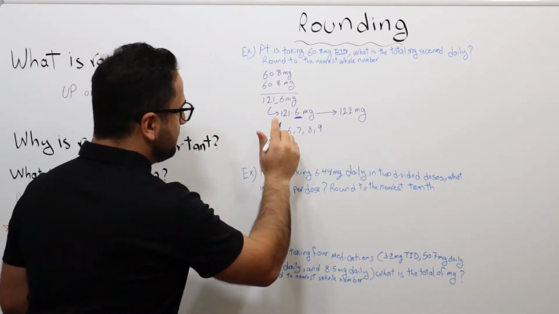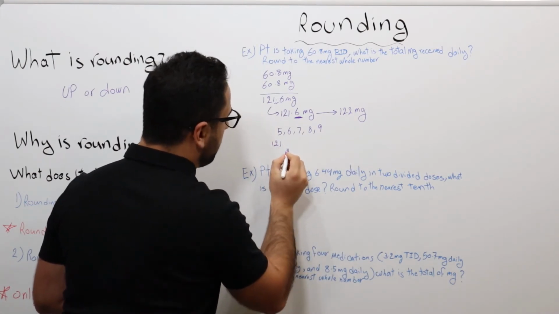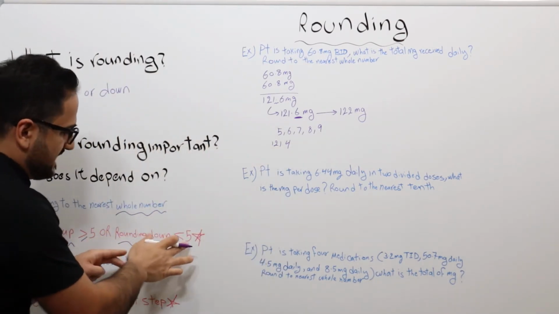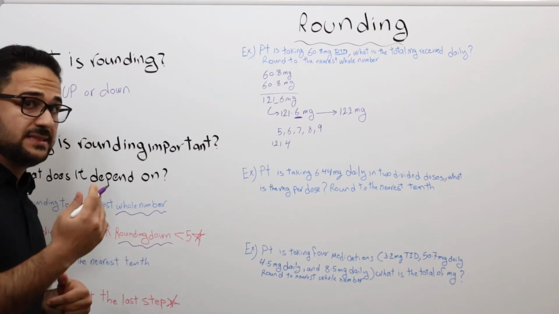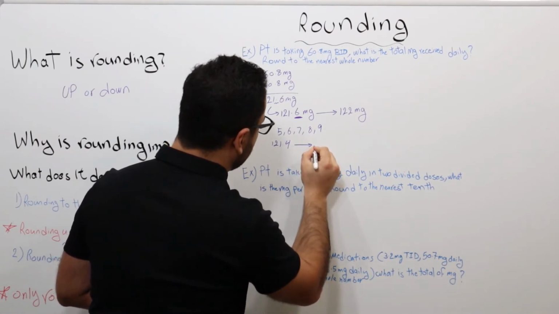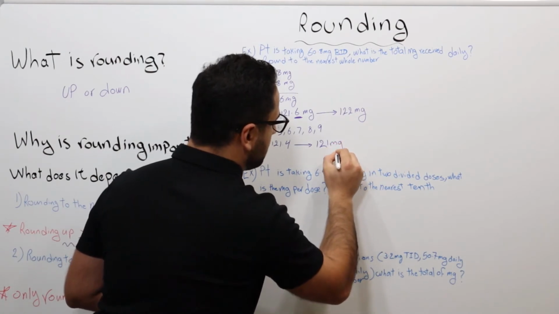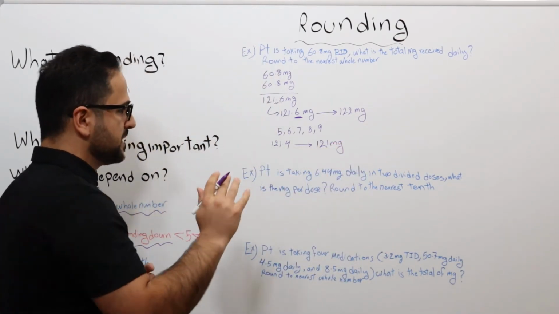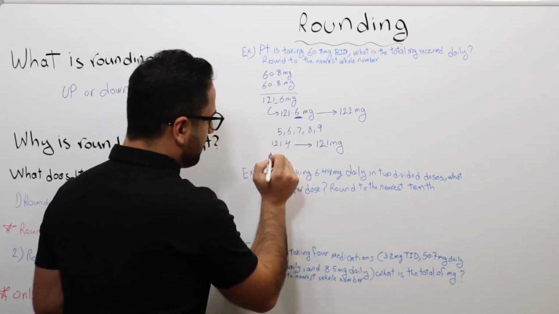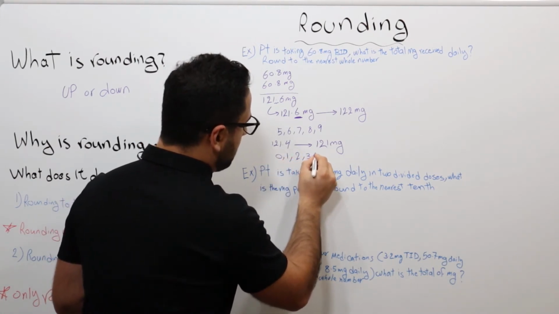So let's assume that this answer was actually 121.4. What do we do in this case? We know the rule says if it's less than 5, then we're going to round down. So since it's less than 5, this is going to be 121 milligrams. And this is what I mean by rounding down. So when do I round down? If the number is 0, so there is a 0 over there, or instead 1, 2, 3, and 4.